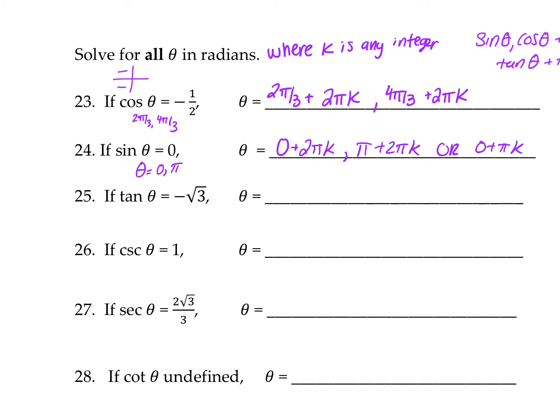All right, so tangent is sine over cosine. So if it's negative root 3, that means my y is root 3 over 2, and my x is 1/2, and it's negative, so one of them is negative. Tangent's negative in quadrants 2 and 4. So this would be true at 2 pi over 3 and 5 pi over 3.